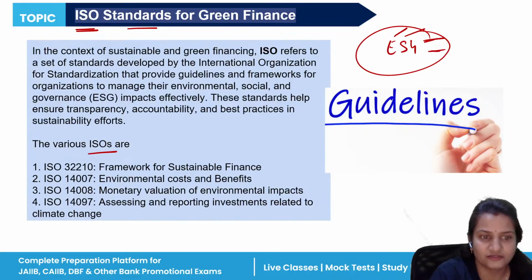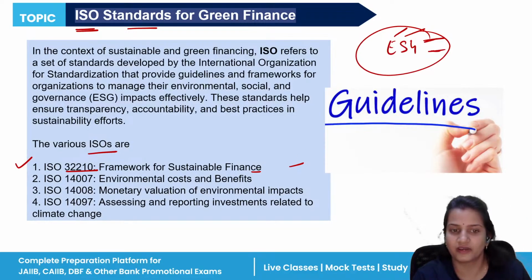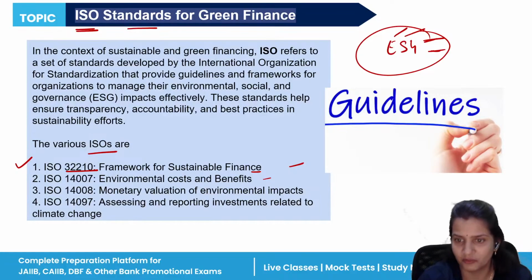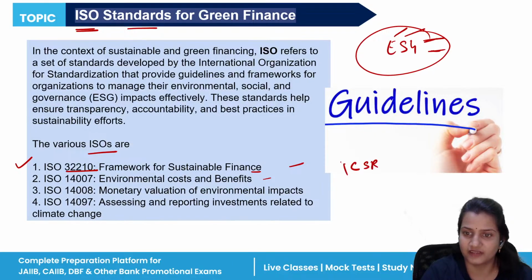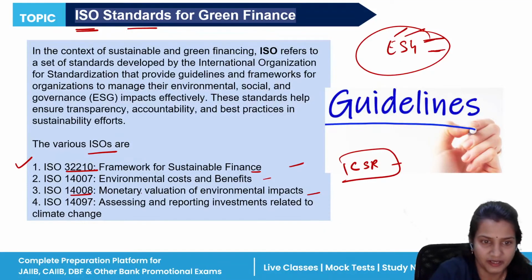Various ISOs are very important, all the numbers and frameworks. ISO 32210 is a framework for sustainable finance, for green finance. ISO 14007 is for environmental costs and benefits, that we have to provide. We should not harm our environment, and we should do more CSR, corporate social responsibility. Then ISO 14008 is about monetary valuation of environmental impact, so that no bad environmental impact is there on the surroundings.